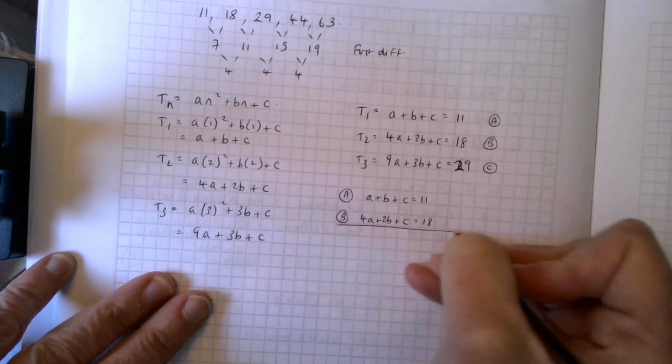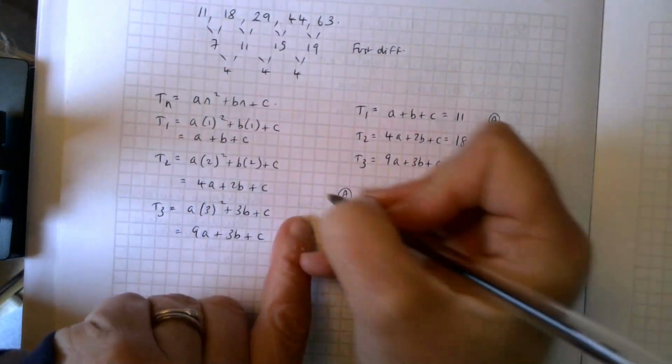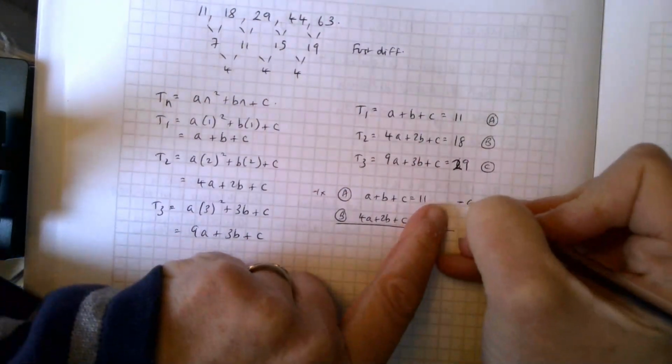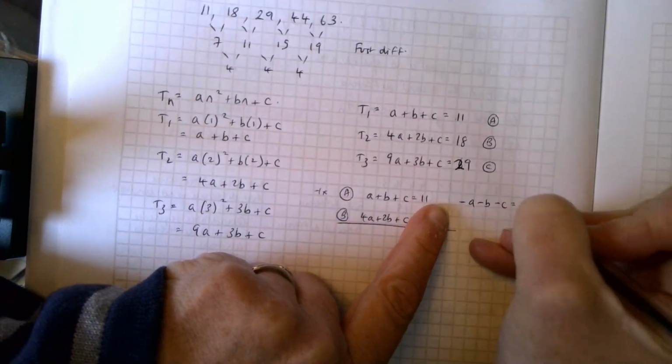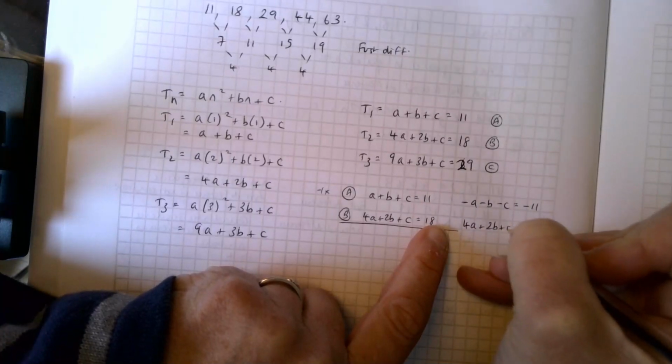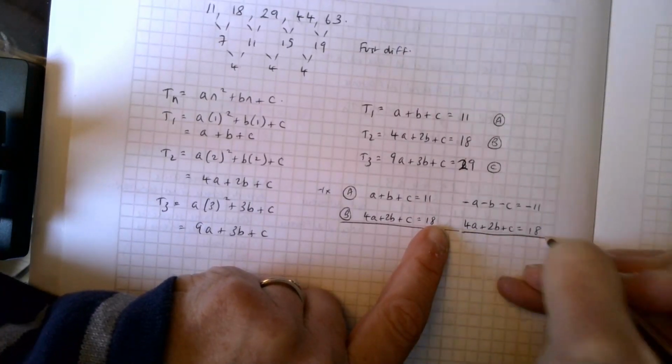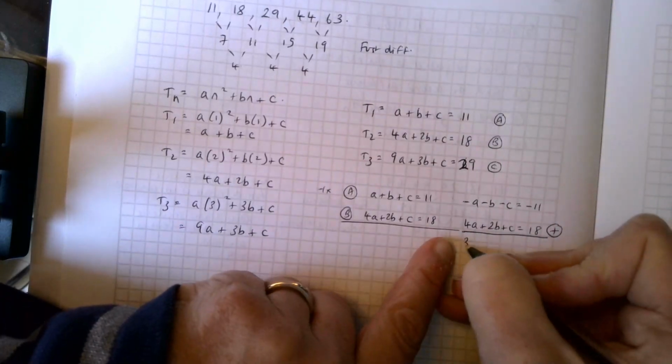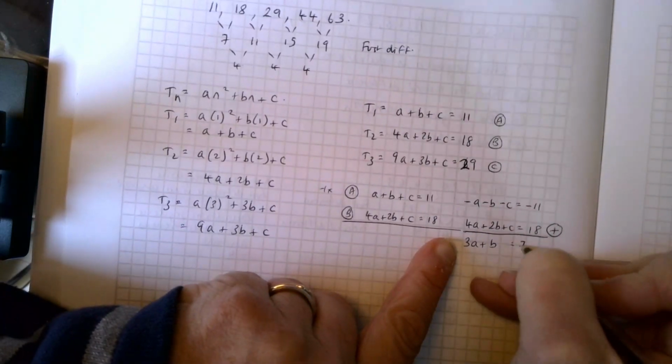So I'm going to multiply the first line by -1. That gives me minus a minus b minus c equals minus 11. And this is 4a plus 2b plus c is equal to 18. I add those two together and I get 3a plus b is equal to 7.